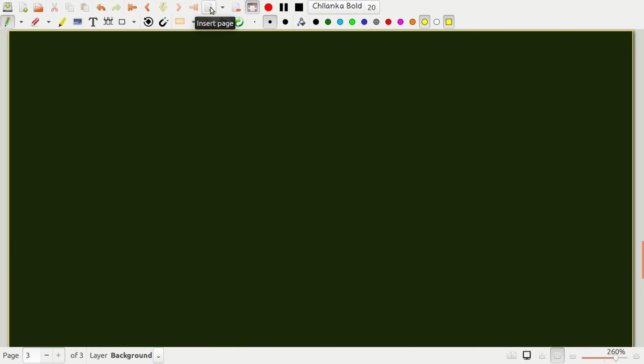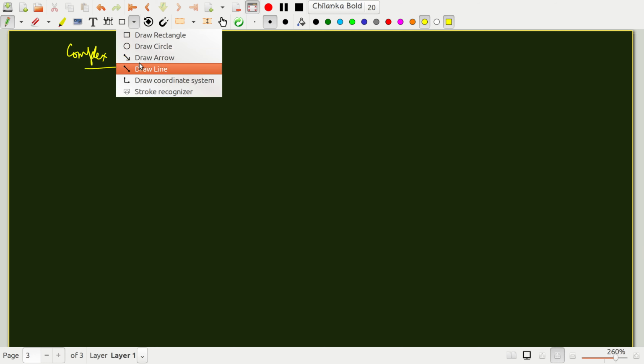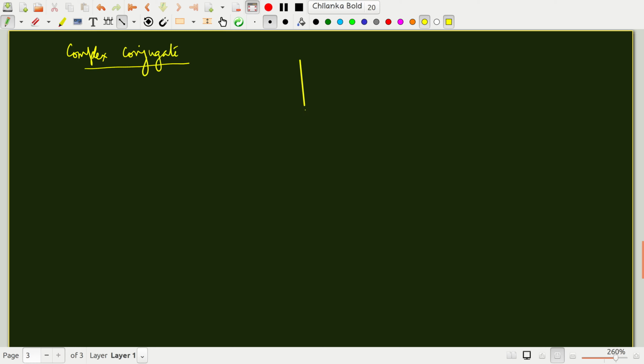Let's take a new sheet. So one very important idea in complex numbers is the notion of a complex conjugate. What is a complex conjugate? All of you might be familiar, but still let's quickly represent it in a complex plane. This is a complex plane. Let's say, suppose you have a point z which is represented like this.